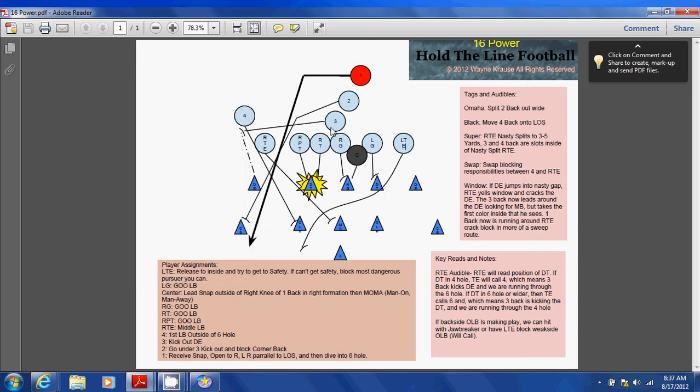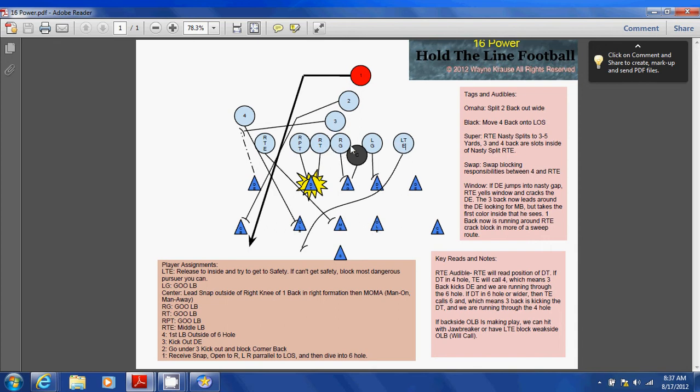This is the 16 power. It's the base play of our offense. Let's quickly go through the blocking rules for it. The interior line minus the center all have the same blocking rules. The blocking rules are GOO linebacker. GOO stands for gap, on, outside to over your partner next to you, to interior linebacker.